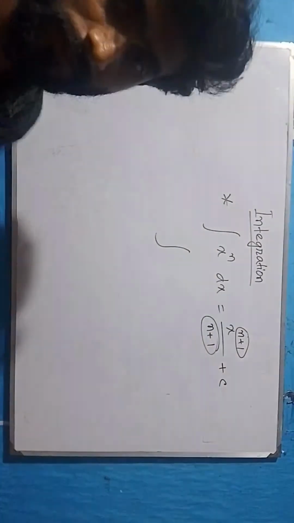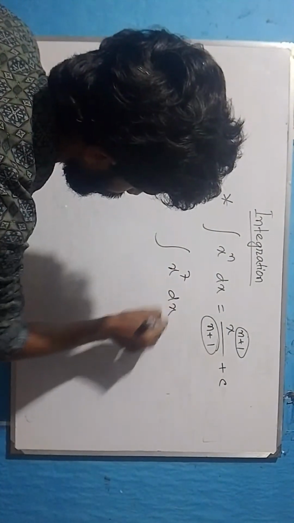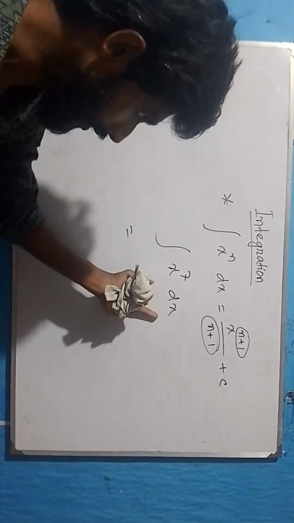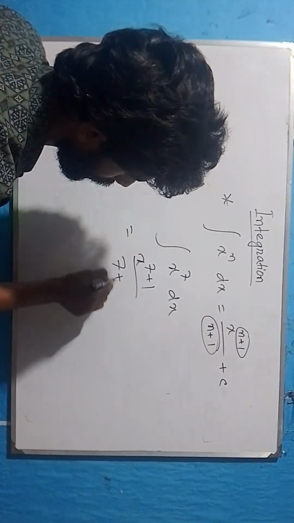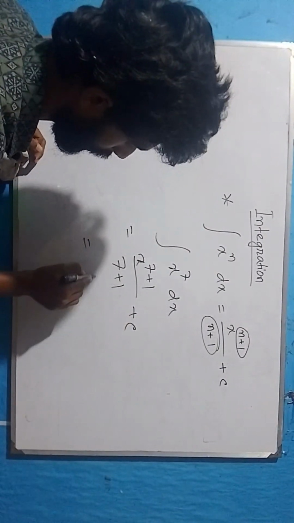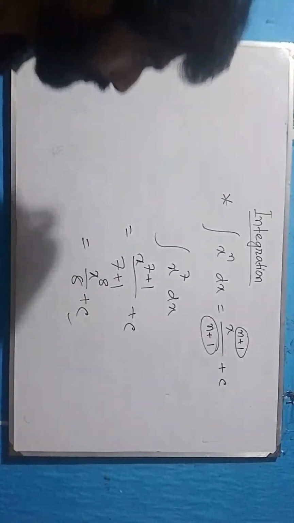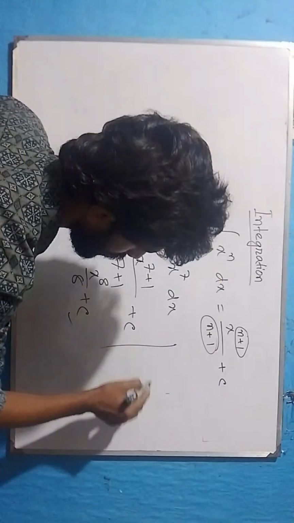Similarly, next is x to the power 7 dx. So if you integrate x to the power 7 with respect to x, then you will have x to the power 7 plus 1 divided by 7 plus 1 plus c. So this is x to the power 8 divided by 8 plus c. Okay, I think I forgot to write the previous result, that was x to the power 4 by 4 plus c. This is the previous result.